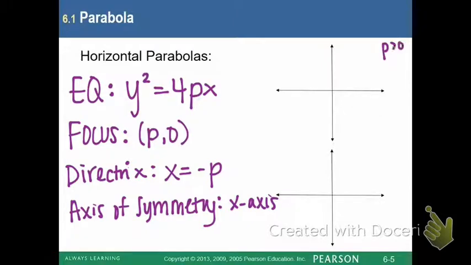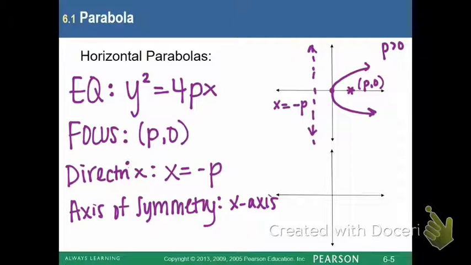If p is positive, this time the parabola is going to open to the right. So centered at the origin here, it's going to be opening to the right. Then the focus will be over here at (p, 0). Whatever that distance is, you go to the left the same amount and draw in the directrix, which has the equation x equals negative p.